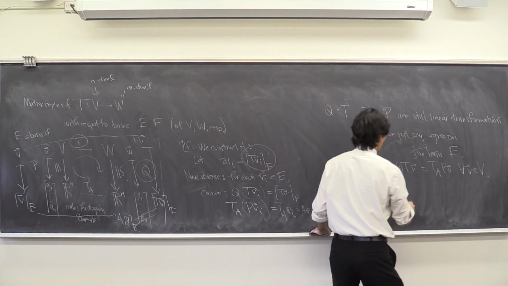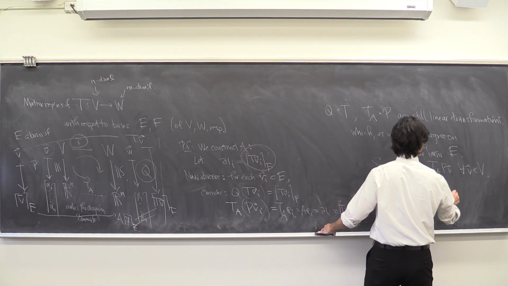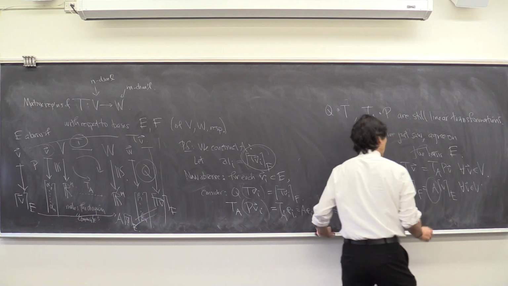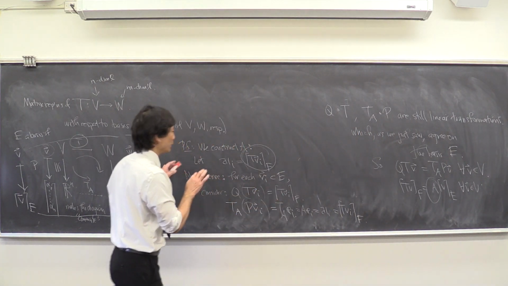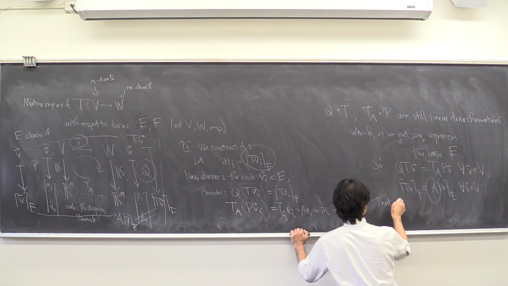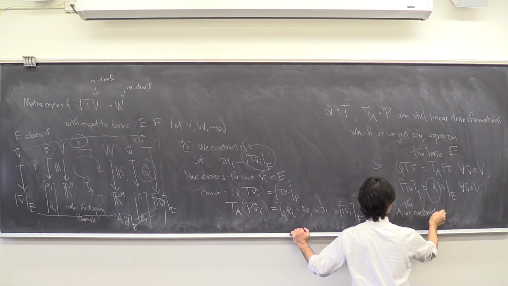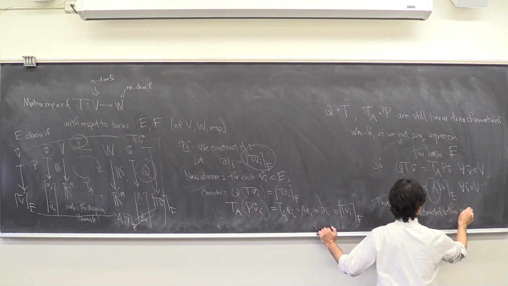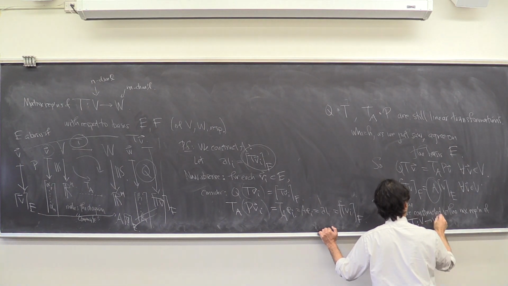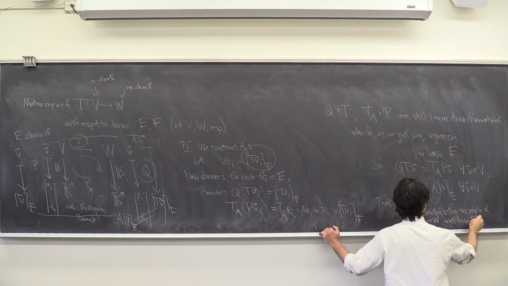Right. In other words, T of v with respect to the F basis is equal to A times v with respect to the E basis for all v. Right. In other words, the A we constructed is the matrix representation of T with respect to bases E and F.